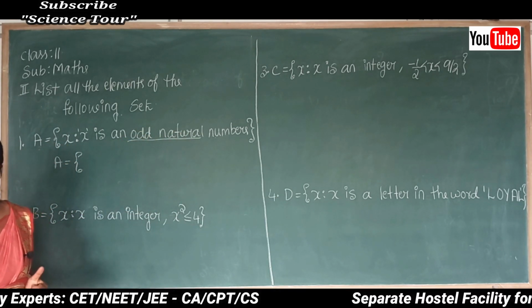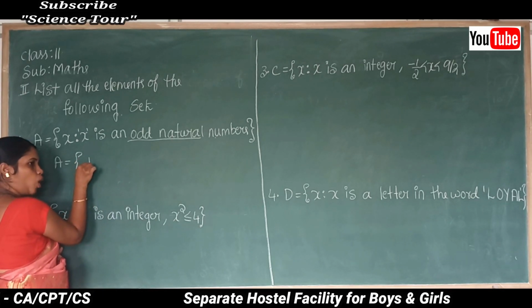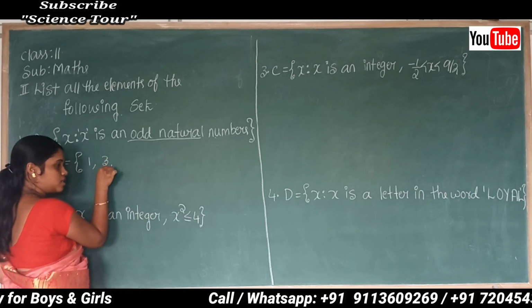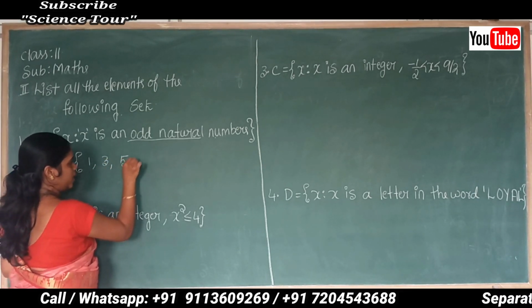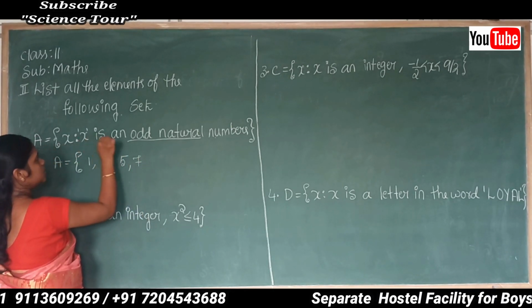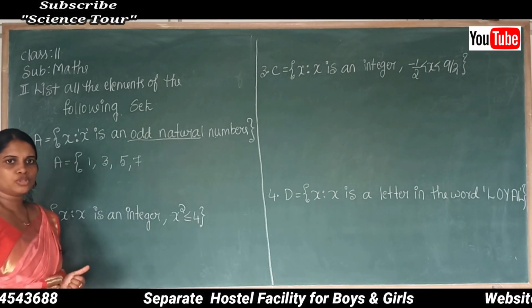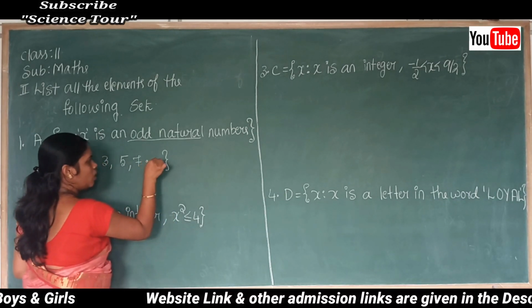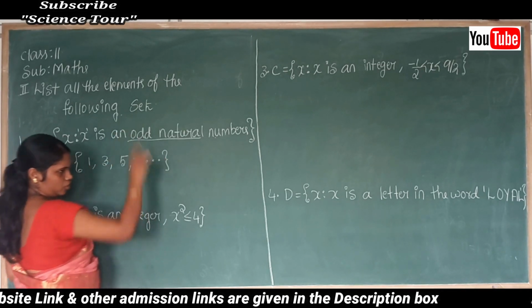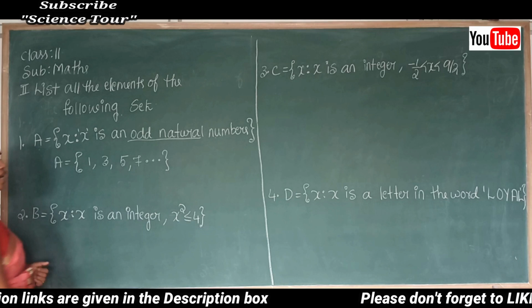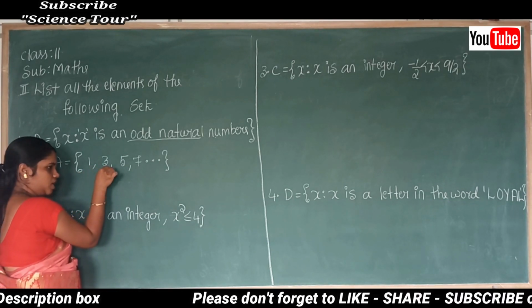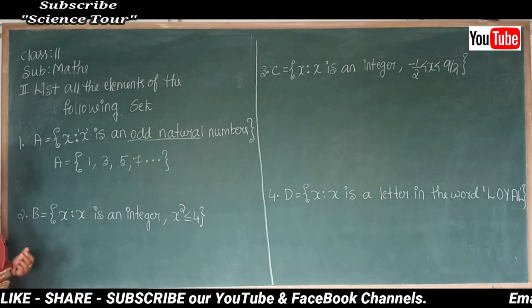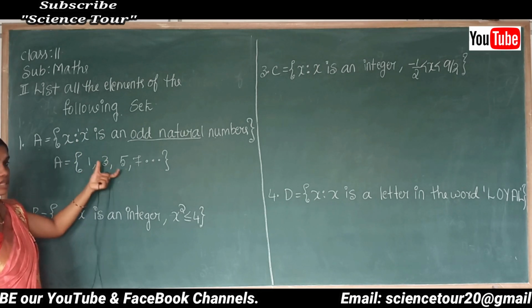The first number is 1, right? Obviously 1 is an odd number. Next, what is the next odd natural number? 3. What is the next odd natural number? 5. Next 7. Did they give any condition here about where to where you have to choose? No, right? So no problem. Write dot dot dot. What does it indicate? So on, continuing, etc. So which are the odd natural numbers here? 1, 3, 5, 7 and so on. So this is the answer for the first question.